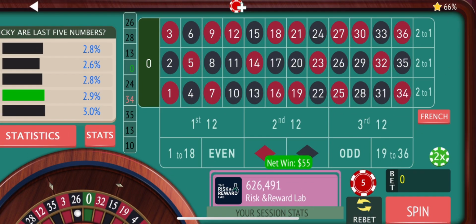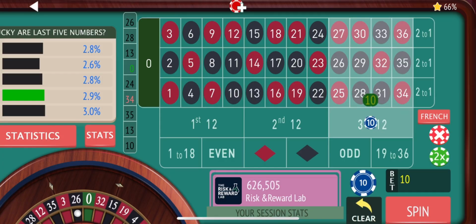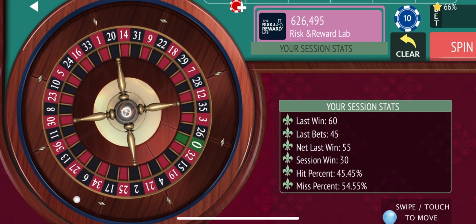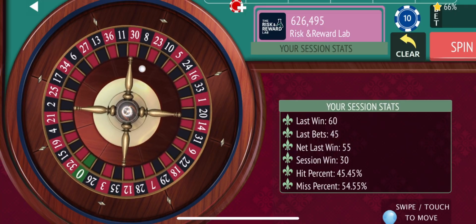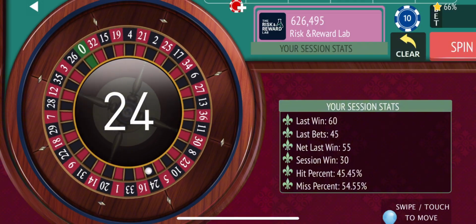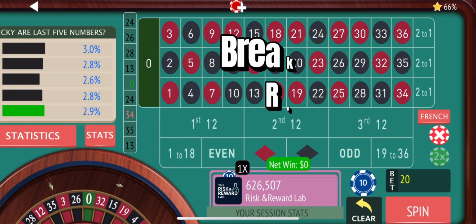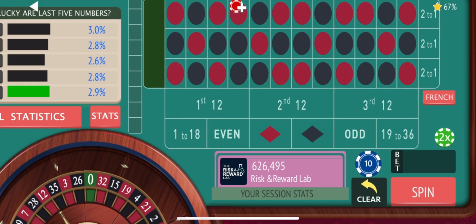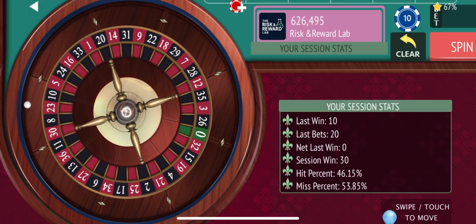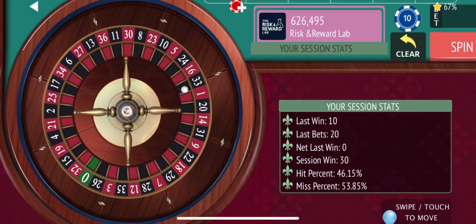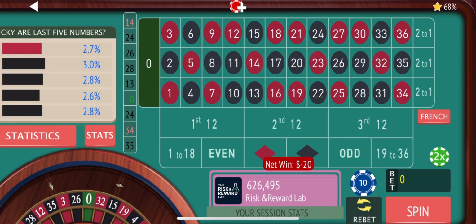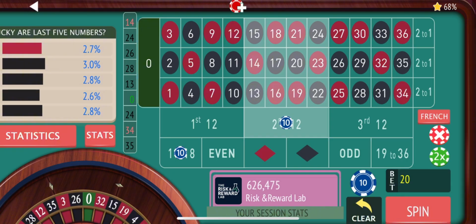Big win there on the 19 to 36 and third dozen. In that case, the double street didn't help us, but we'll see where it does coming up shortly. Just a loss on the second dozen there, so we're moving the bet to the second dozen and 1 to 18.